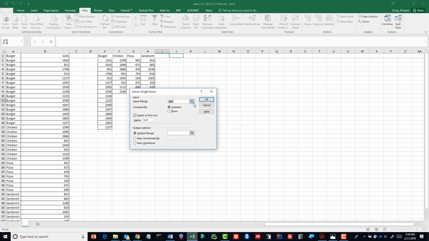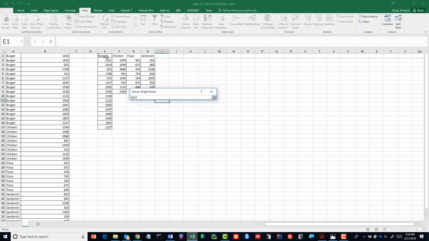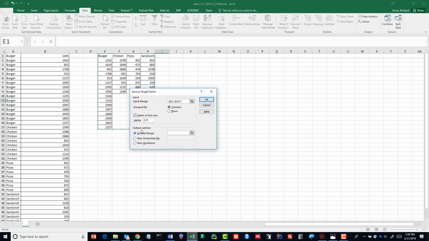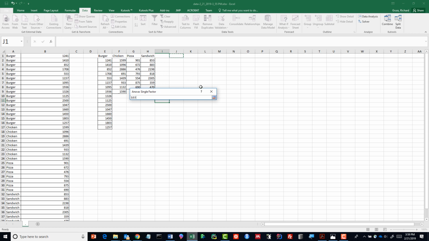I hate it when it does that. It substituted my output selection for my input selection. So let's do this again. Okay, so labels in first row, and I want my output here.